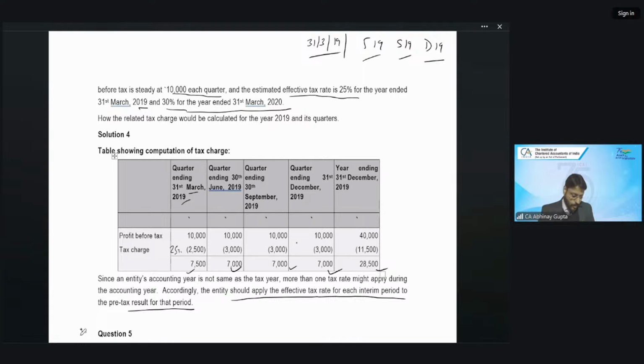Accordingly, the entity should apply the effective tax rate for each interim period to the pre-tax result for that period. Now, by doing this question, what is the principle we have learned? What is the learning from this question?